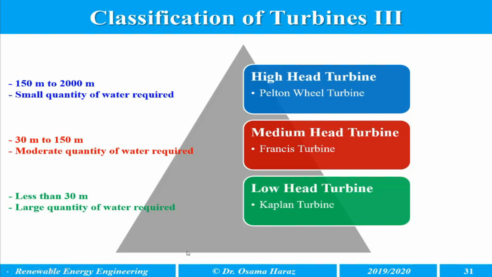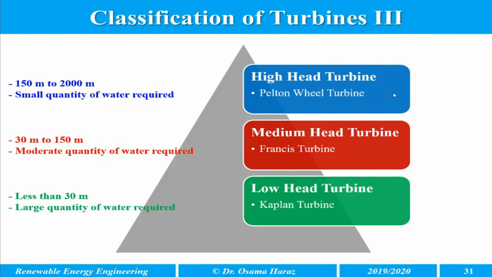So when we put them in this graph, we can see the low head turbine here, like Kaplan. It works with less than 30 meters and it needs a large quantity of water. For medium head turbines like Francis, it works from 30 meters to 150 meters and it needs a moderate quantity of water. For high head turbines like Pelton wheel, it works from 150 meters to 2000 meters and it needs a small quantity of water.